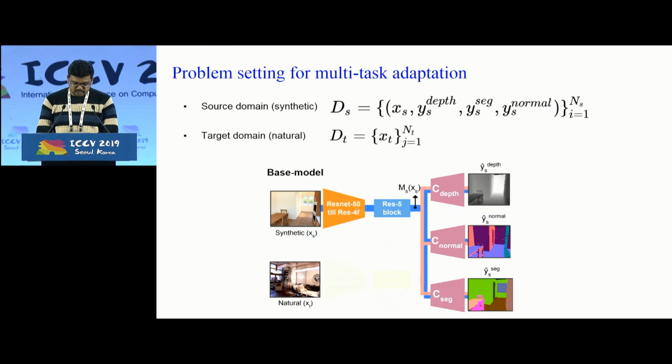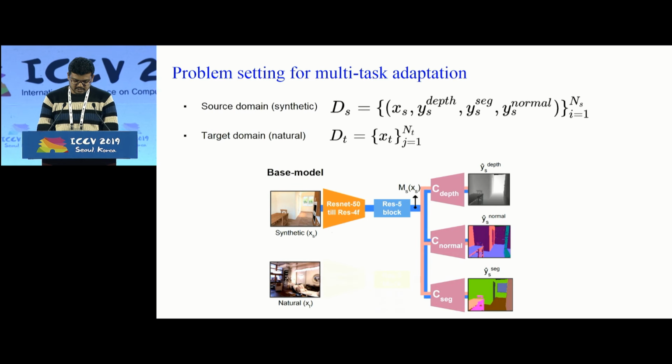So here we explain the problem setting for multitask adaptation. We have access to a source domain containing images with corresponding task outputs, which is typically extracted from a synthetic graphical environment. Whereas the target domain constitutes unpaired image samples from a natural deployed environment. The objective is to improve performance in the target domain by adapting the knowledge from the source trained model.